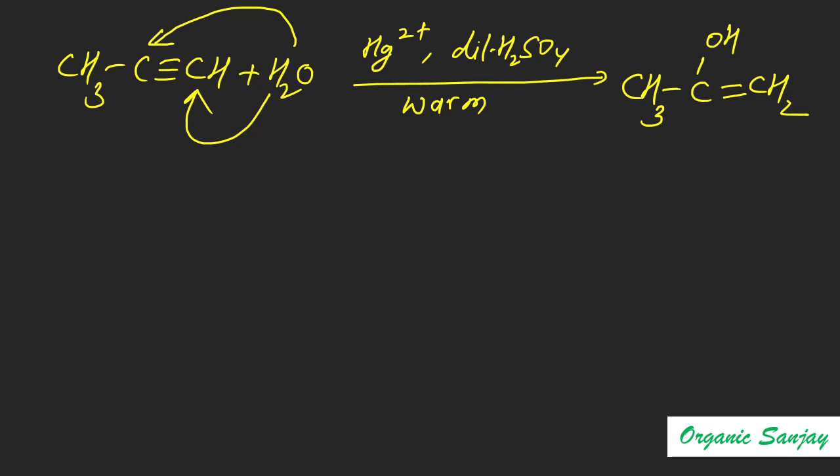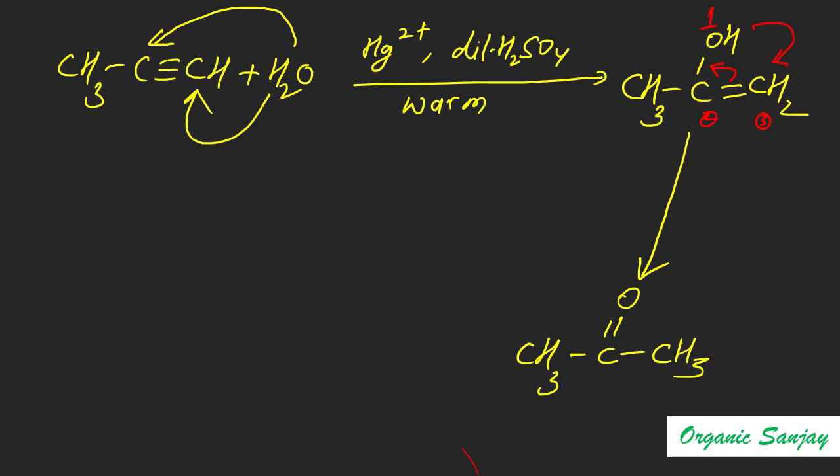Now this molecule is quite unstable and it undergoes rearrangement, a 1,3 hydrogen shift. The hydrogen atom shifts from position 1 to position 3, and the pi bond shifts to this side. So it gives the final product CH3 C double bond O single bond CH3. We obtained a ketone, and this ketone is called acetone. So in this way, propyne finally gives acetone, a ketone. I hope you understand.